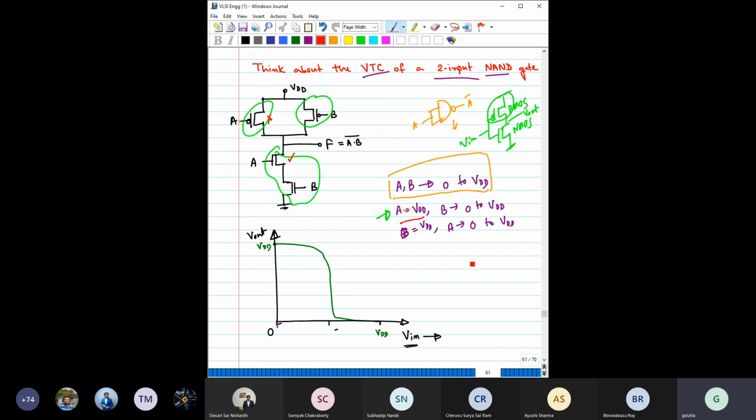So do you recall that for this type of inverter, when we changed the ratios of PMOS and NMOS, what we have seen? We have seen that the VTC will shift depending on these PMOS and NMOS ratios, right? The resistances of this NMOS and PMOS. So here also, for the second case, you will get a VTC which will probably look something like this. Right, but it will shift towards the left side for this case.